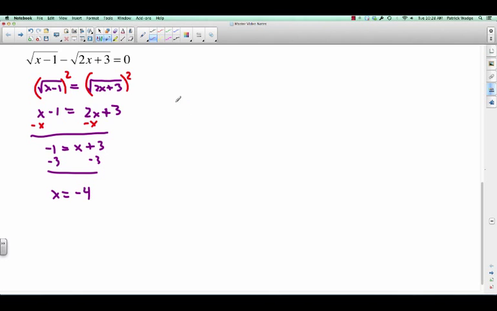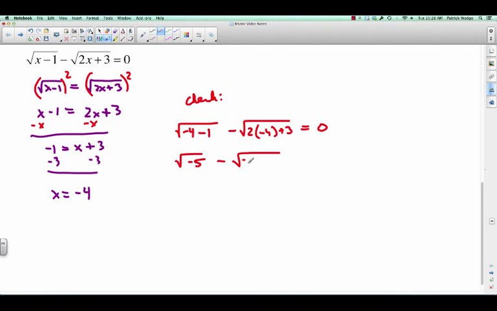On to the next page. No, don't forget, you must check. So I have, if I look back up here, the square root of x, which is negative 4, take away 1, take away the square root of 2 times negative 4 plus 3, and hopefully that equals 0. Let's see. So first of all, we have the square root of negative 5 minus, you should be able to stop right now actually, but I'll just keep going for a second. 2 times negative 4 is negative 8 plus 3 equals negative 5. The square root of negative 5.